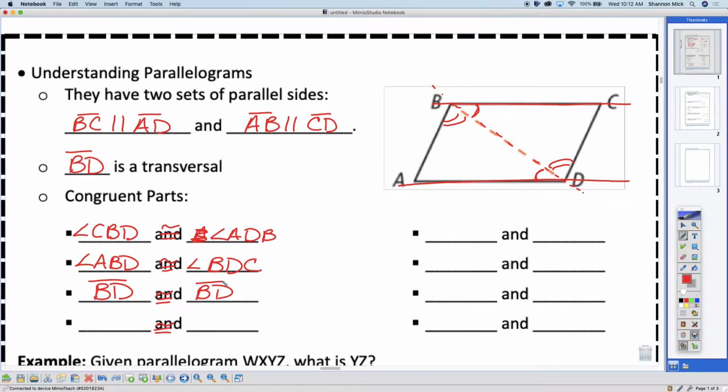Would AB and CD be congruent? Not quite yet. We have to do one more thing before we can jump there. So, do we see two triangles? You guys see a triangle 1 and a triangle 2? So, I know that there is an angle and a side and an angle that are congruent. Do we have an angle, side, angle? Why did you put BD twice? Because they're congruent. The reflexive property.